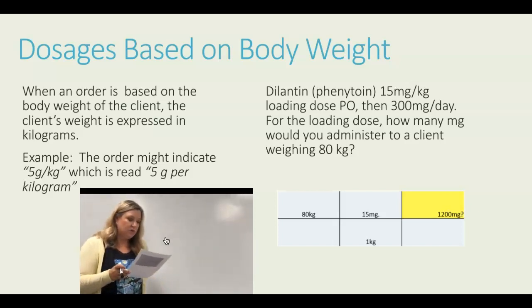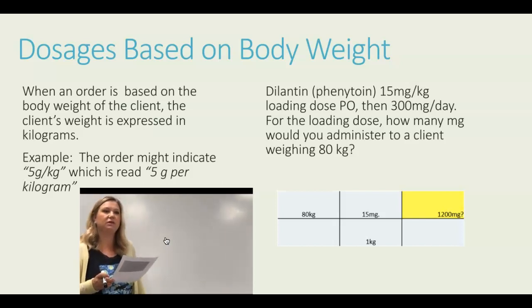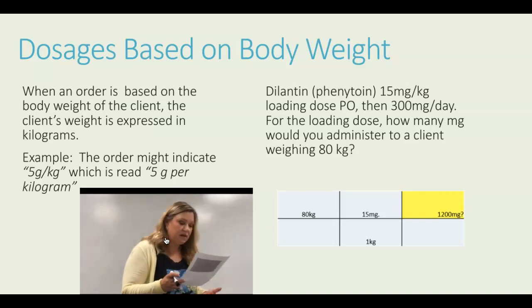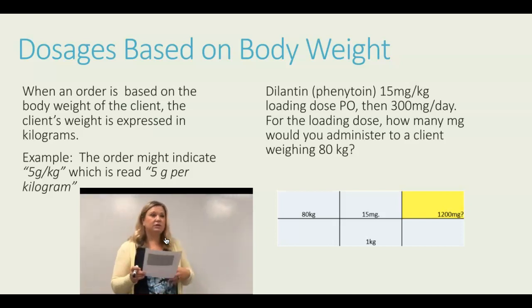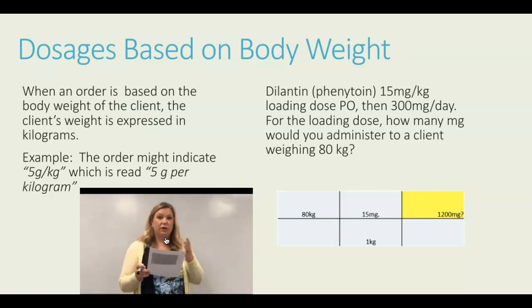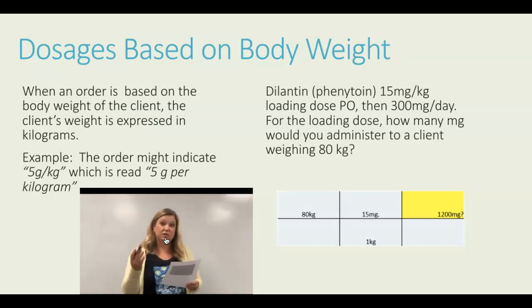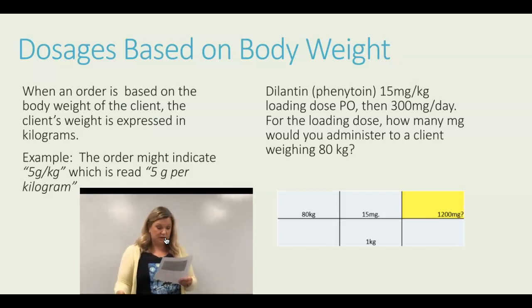So on slide 21, it says when an order is based on body weight of the client, the weight's typically going to be expressed in kilograms. We usually don't do things by pounds, and in nursing, we do things by kilogram. So the order will probably indicate 5 milligrams per kilo, or 10 milligrams per kilo, or however many grams per kilogram. It's going to give you that specific information. And then that's your job to calculate the dose based on your client's weight.